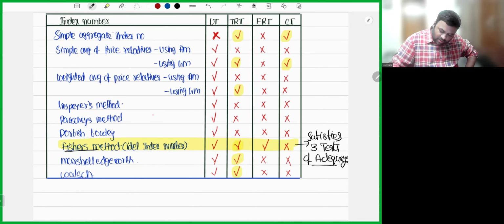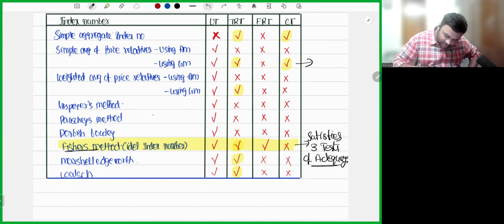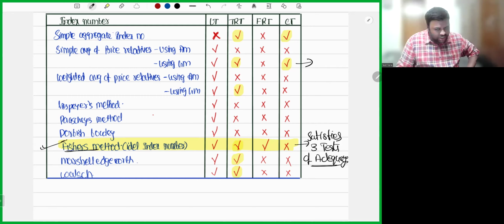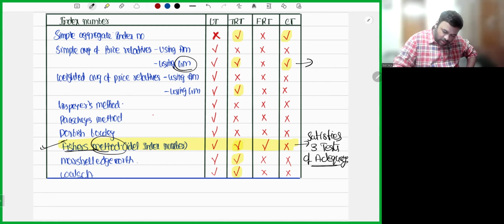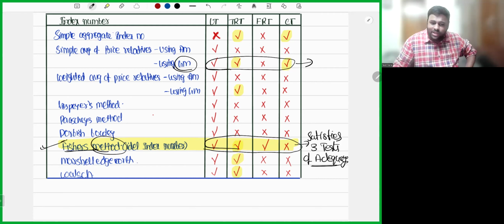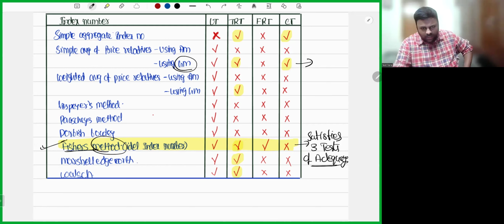Okay, and you know there is one more index number which satisfies three tests of adequacy. That is this one. But since here weights are not taken into consideration and here weights are taken into consideration, we call it the ideal index number. And if you remember, when teaching you geometric mean, I said that in index numbers we use geometric mean. Geometric mean is the best measure for index numbers. See, here I use geometric mean, here also I use geometric mean. That's the reason most of the tests are satisfied here. Where geometric mean is used, most of the tests are satisfied. That's the reason we say geometric mean is the best measure to construct index numbers.